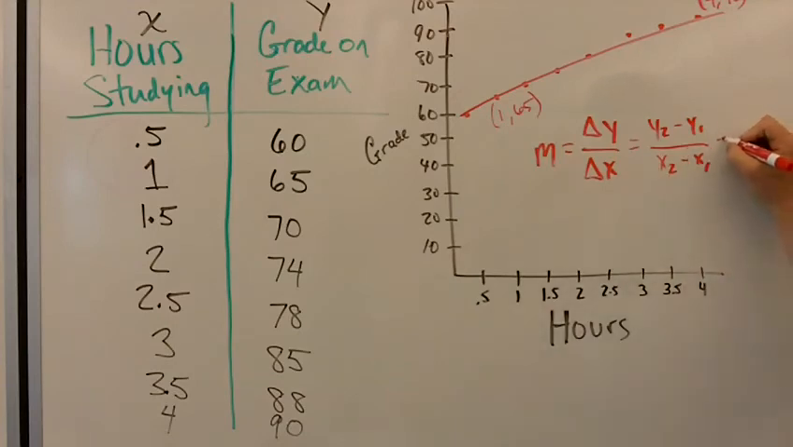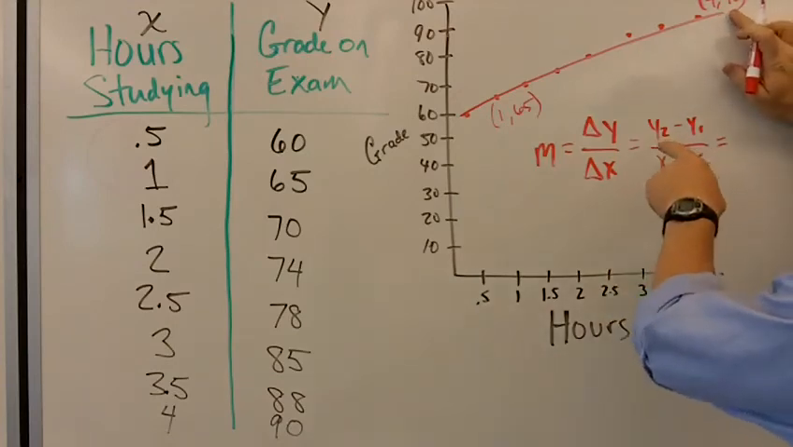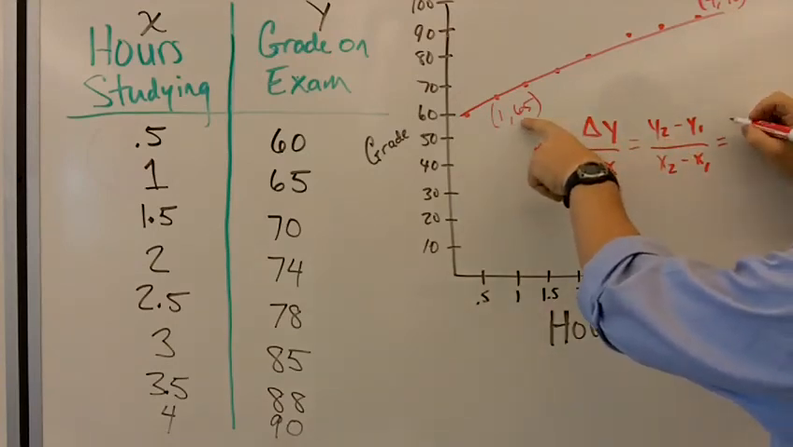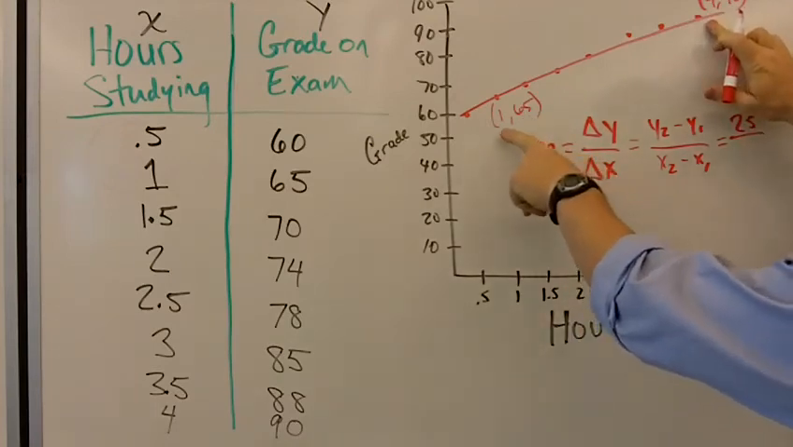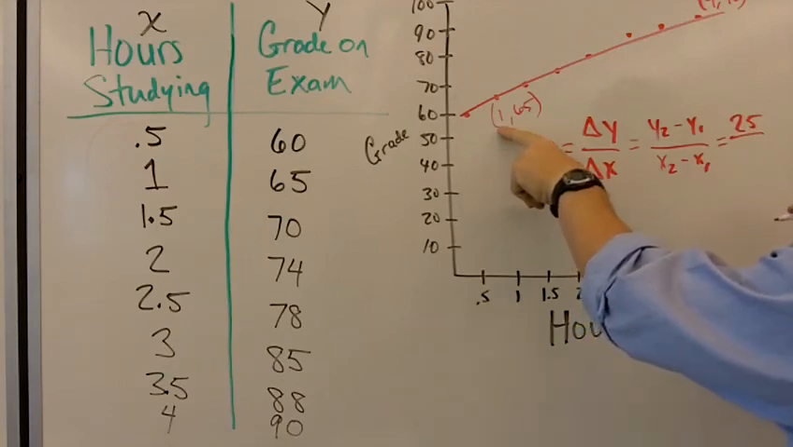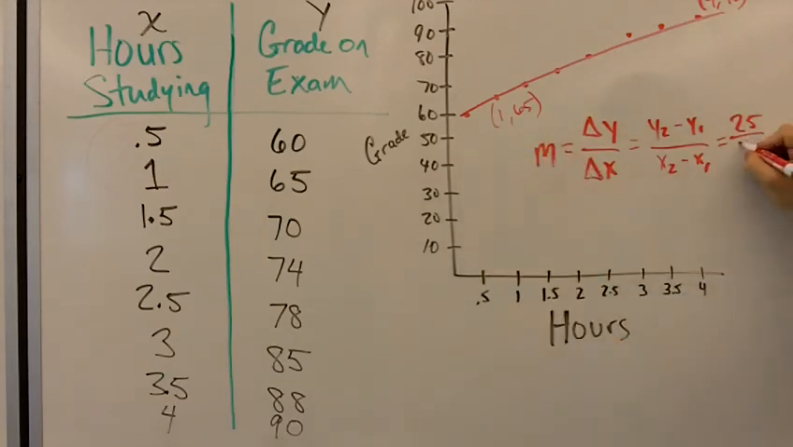So if we plug these numbers in, we'll get y2, which is 90, minus 65, which is 25. And then x2, 4, minus x1, which is 1, gives us 3. And 25 over 3 should be about 8 and a third, which is 8.3. So 8.3 is our slope of this line. Now what does that mean? That's a very important number.